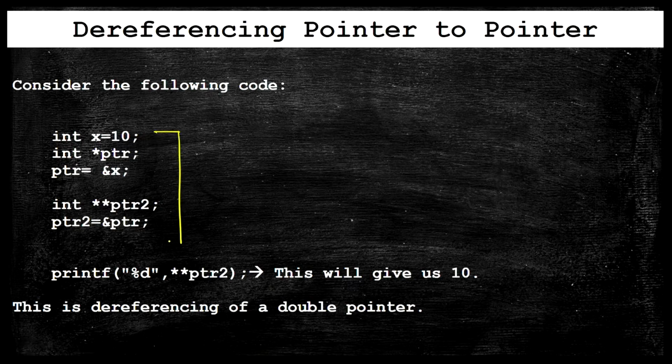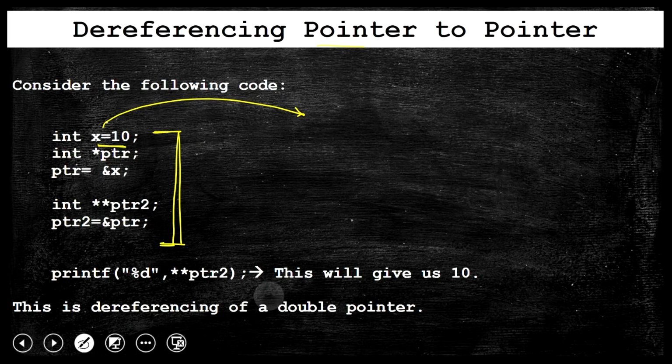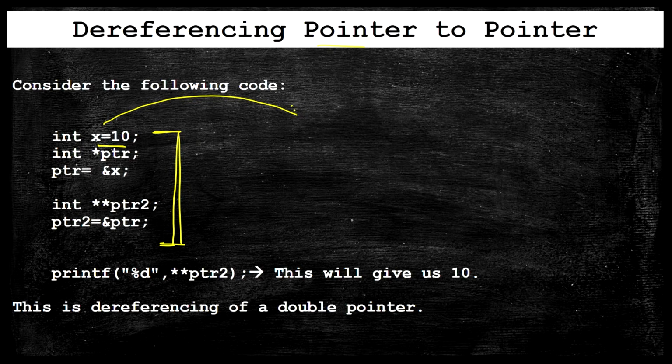See here, this is dereferencing of pointer to pointer. So let's understand what this code is doing. x equal to 10. Okay, let's understand the code, then we will run it manually.